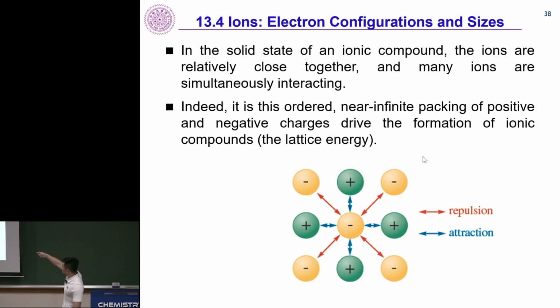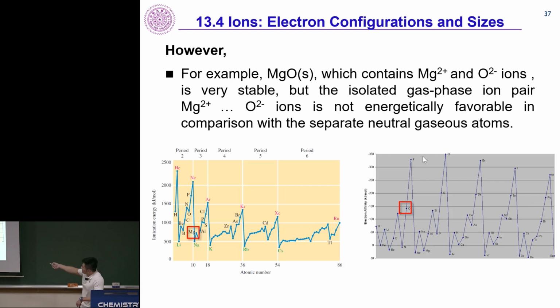Indeed, it is this ordered, near-infinite packing of positive and negative charges that drives the formation of ionic compounds. Right. So we have a difference of about 600 kilojoules per mole, and we need to supply this energy in order for magnesium to lose its first electron. It's around 750, and we have minus 150 here. So we are in debt by 600 kilojoules per mole of energy.